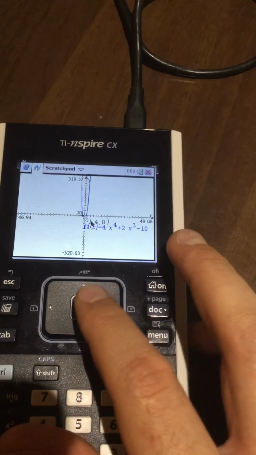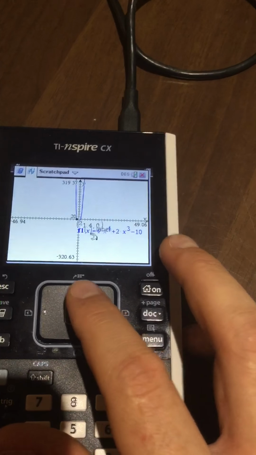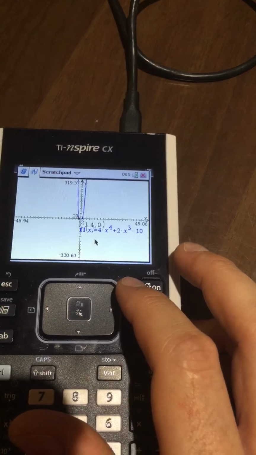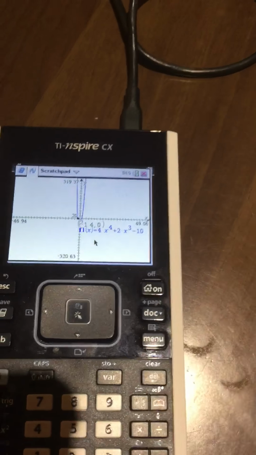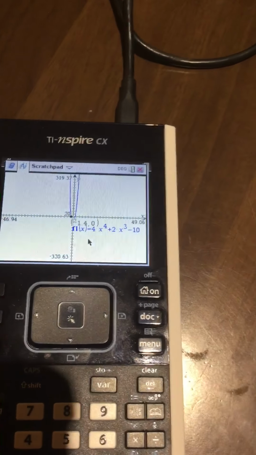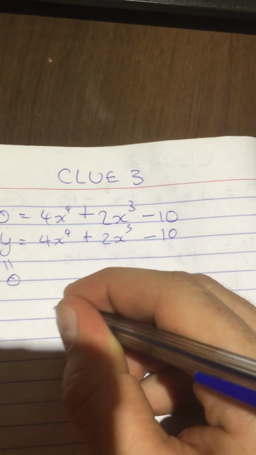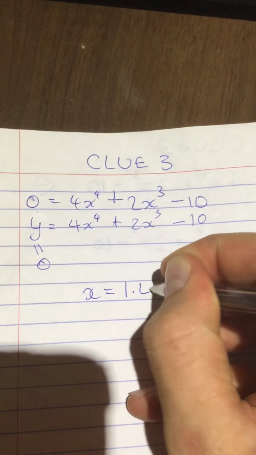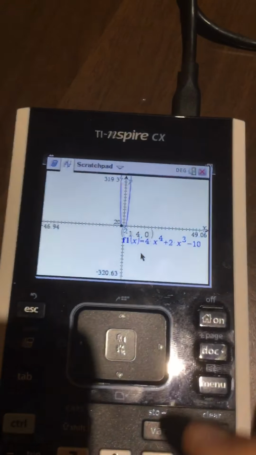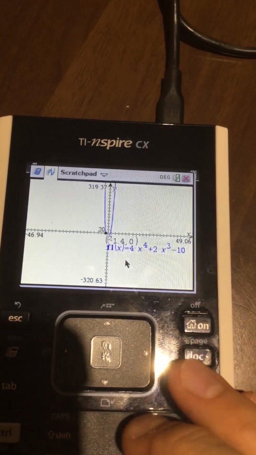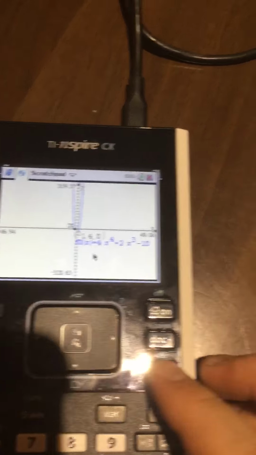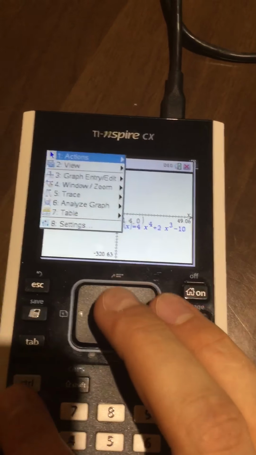And you can see that that first root is when x is 1.4 and y is 0. So the first root we would say x equals 1.4. Then if you want to know what that other root is, you have to do the same again. So go on to analyze the graph.